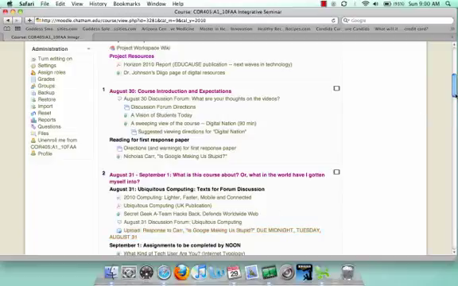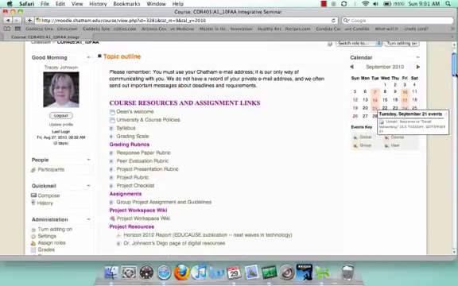Also, I got feedback that it was much easier to find things that way, and if in doubt, refer to the calendar, and you'll know when things are due.